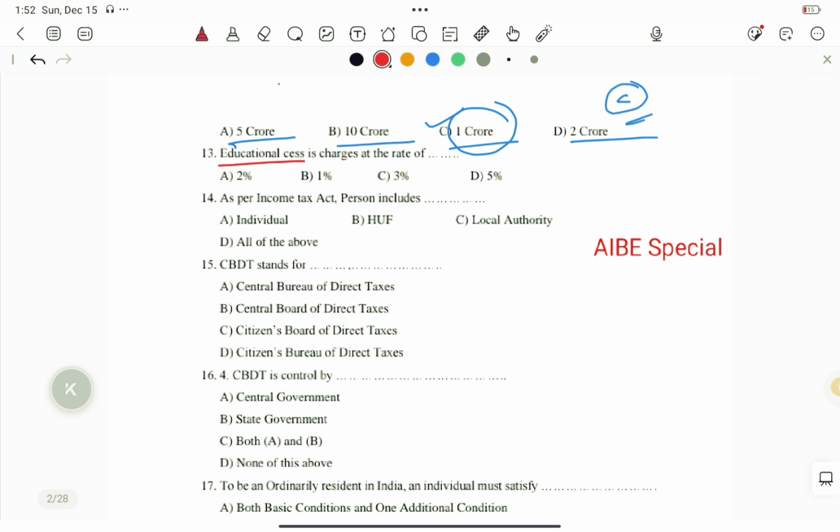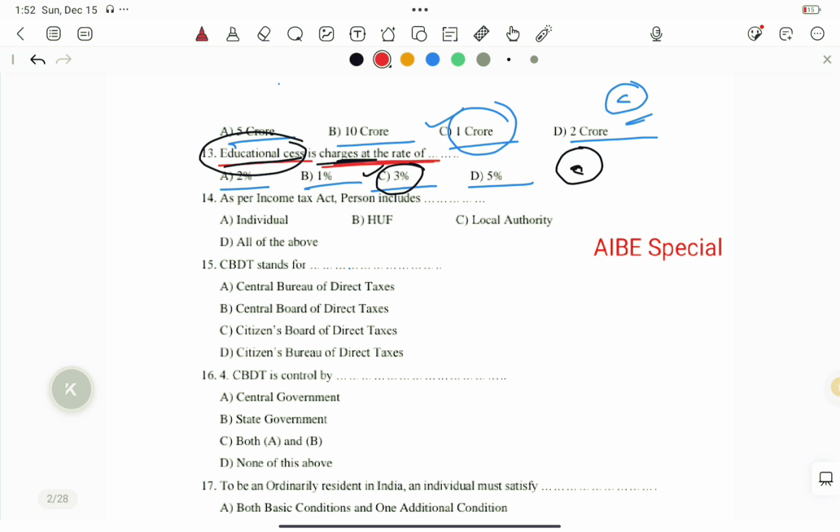The next question is education cess is charged at the rate of dash. Let's see the options. Options are 2%, 1%, 3% and 5%. So in this case the correct option would be option C, that means 3%. That means education cess is charged at the rate of 3%. So the correct option would be option C. Okay, so now moving to the next question.